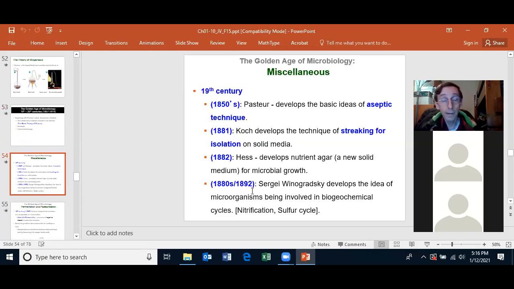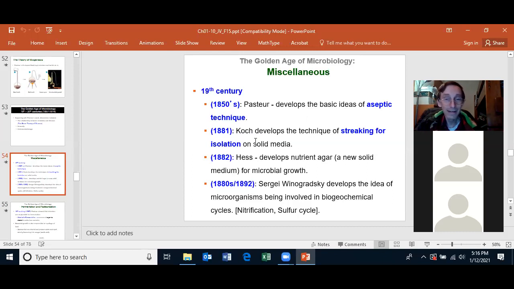So early on, Pasteur developed the basic idea of aseptic technique. You sterilize the media, you then cap it or cover it with something sterile, and then you can get something to grow in it, and it'll be a pure culture. He did come up with the concept of a pure culture, and we'll talk about that, I think, in the lab. On top of Pasteur's aseptic technique, Louis Pasteur.